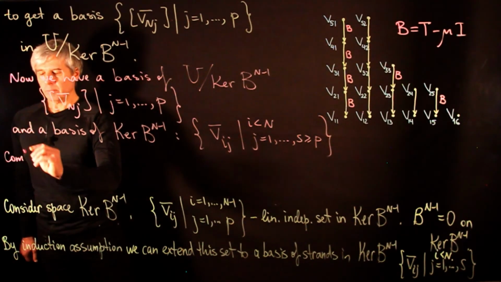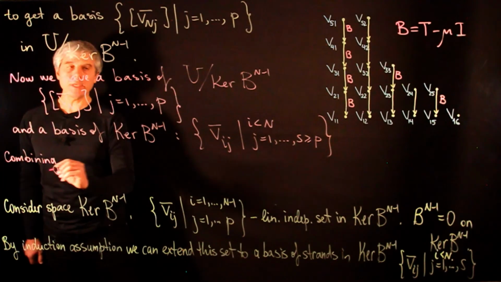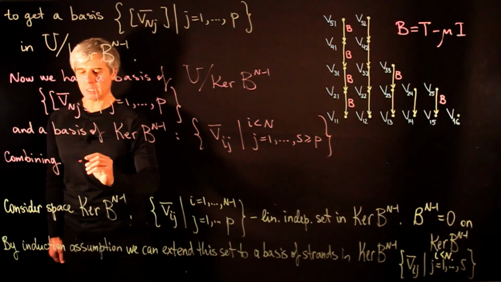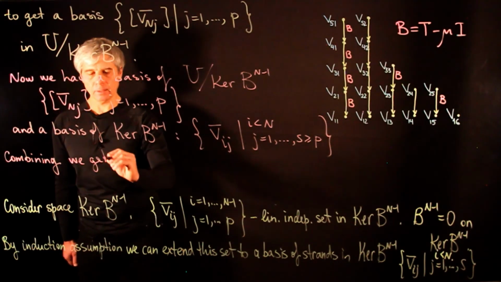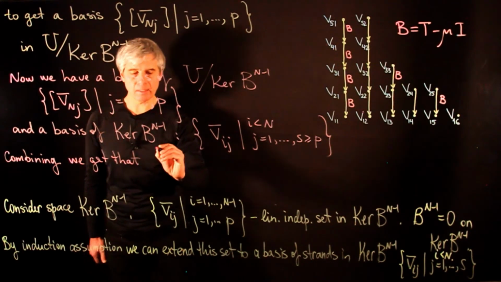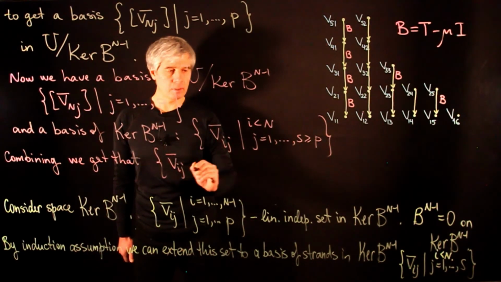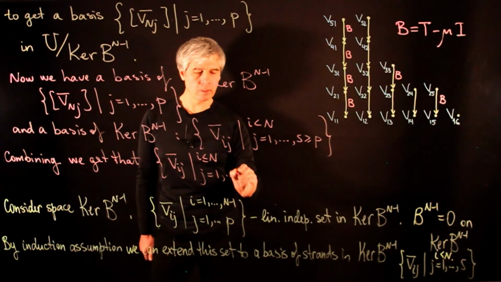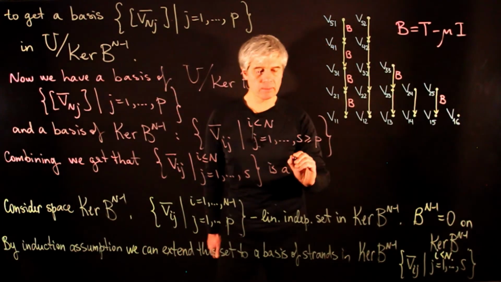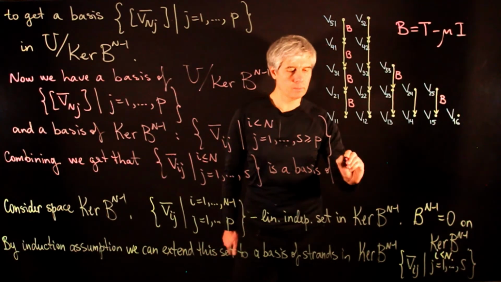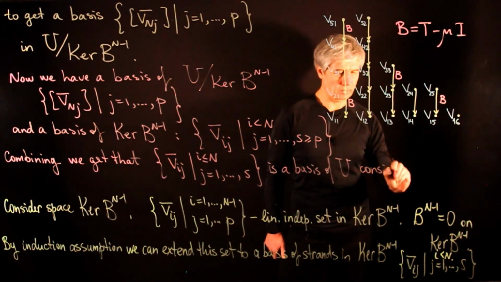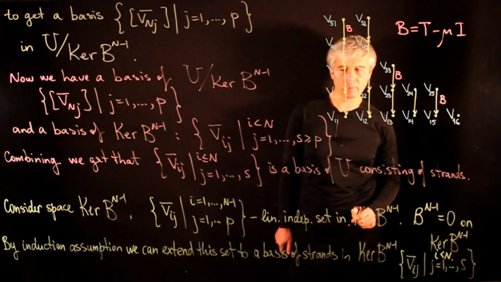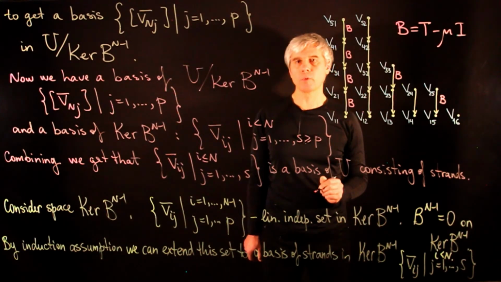So combining and applying the theorem that relates the basis of the space to the basis of a subspace and the quotient space, we get that the set v_ij, where now i is less or equal to n and j goes from 1 to s, is a basis of U consisting of strands. And this completes the proof of the Jordan Normal Form Theorem.